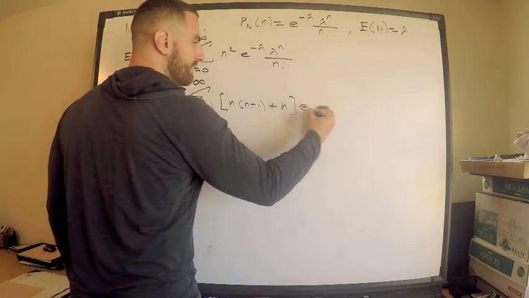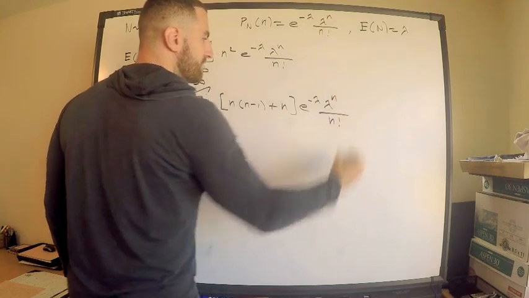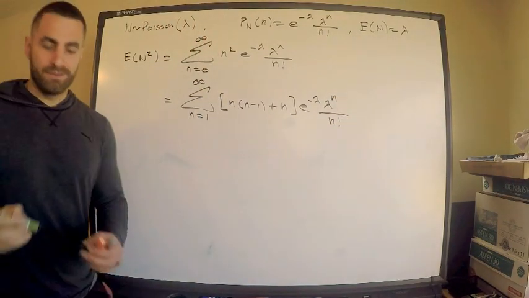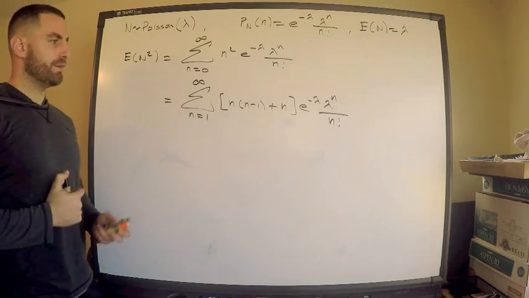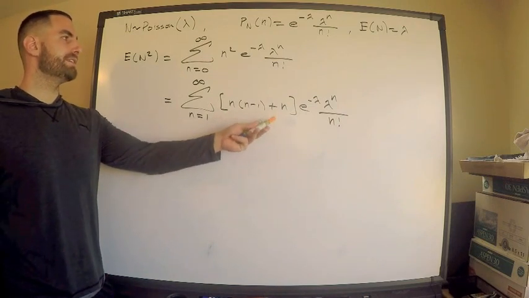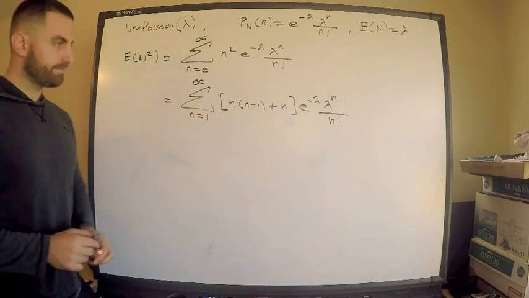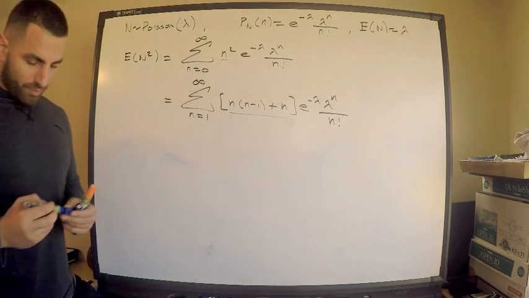Now, looking at this, there's seemingly no reason why I would do this, except that, first of all, it's true. This is n squared. If I distribute, n squared minus n plus n, it's definitely n squared. This is absolutely true. Why would I do this? Let me show you why I would do this.